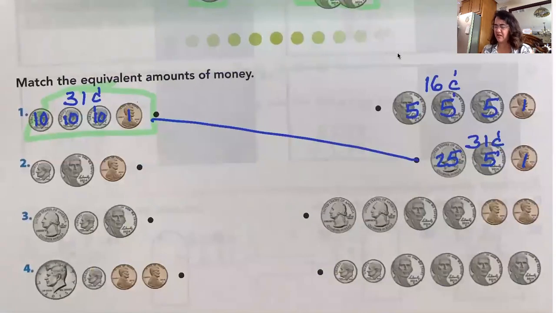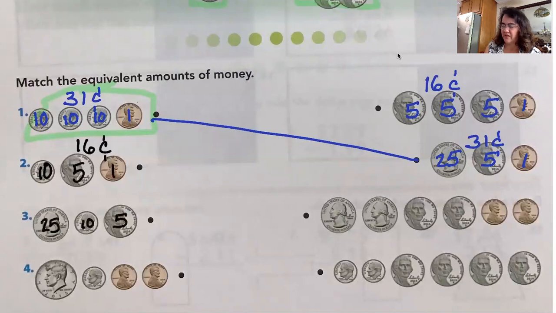We're going to count the money. Are you ready? Okay, so we have 10, we have 5, we have 1 cent. So 10 plus 5 plus 1 is 16 cents. Right on. Then we have 25 cents plus 10 cents plus 5 cents. So 25, 35, 40 cents. Right on, good job, second graders.